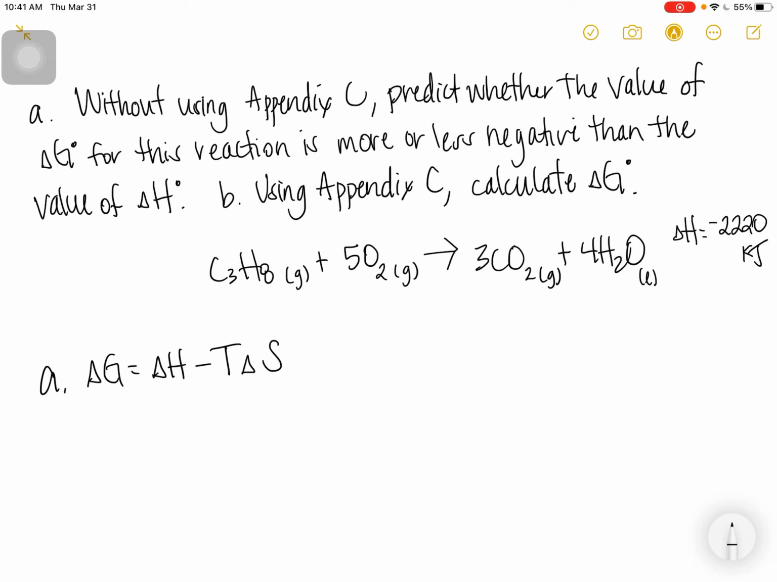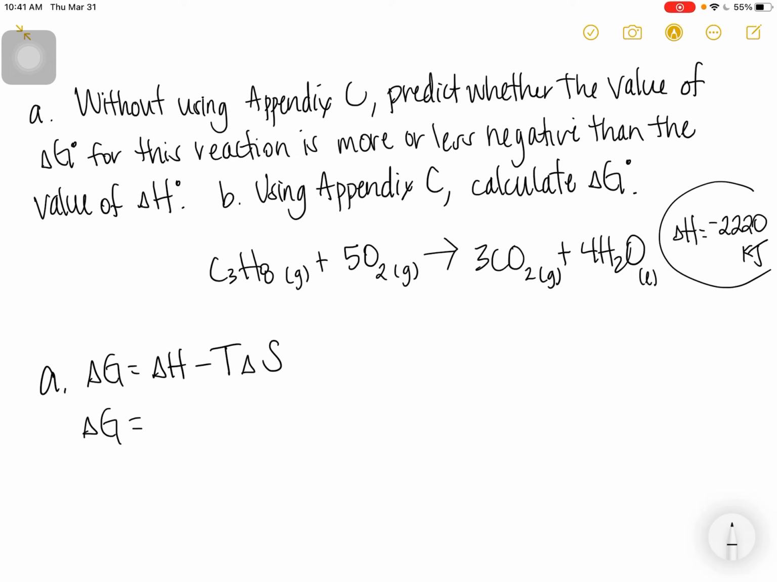Okay, so they're asking me about the value of delta G and whether it's more or less negative. They're not really asking me for a value. They're just asking me, is it going to be more negative or less negative than this value of delta H? So I think what we're playing here is a game with signs. So I have this formula. I know I'm looking for delta G.